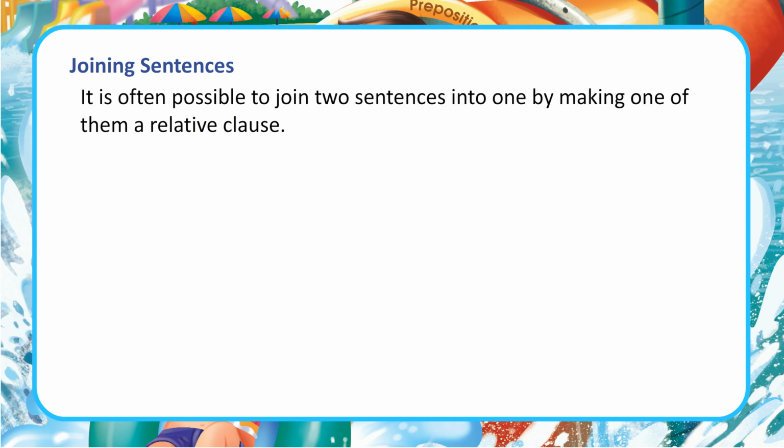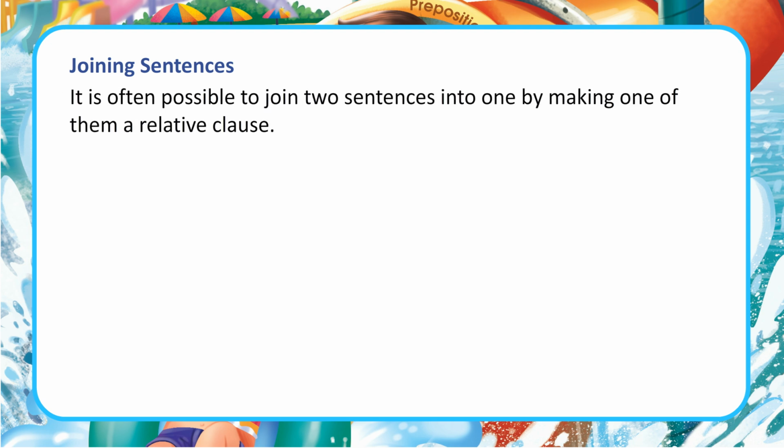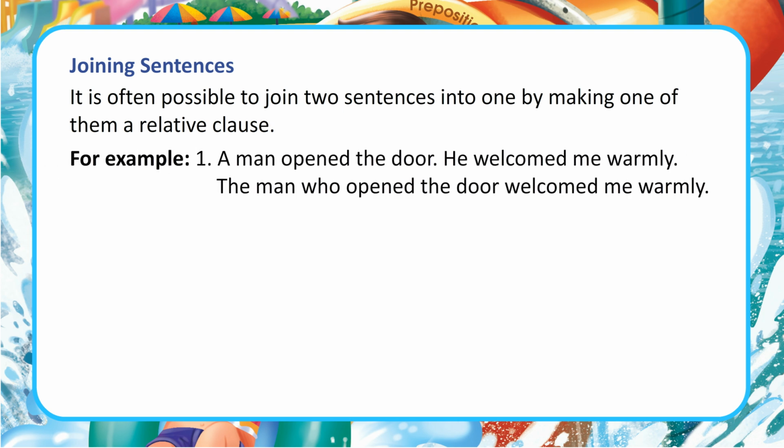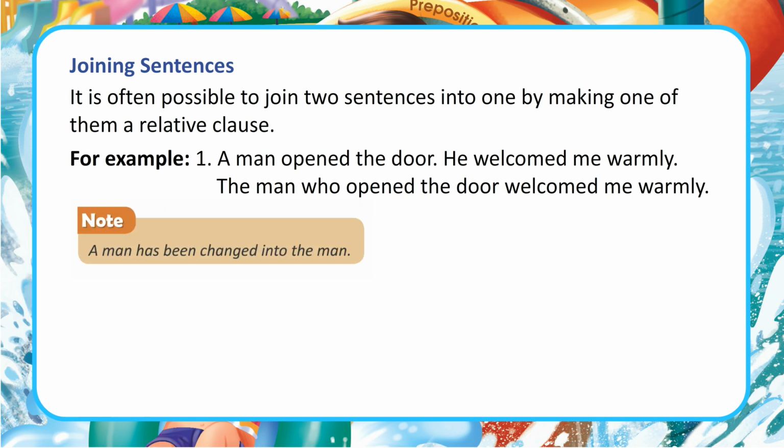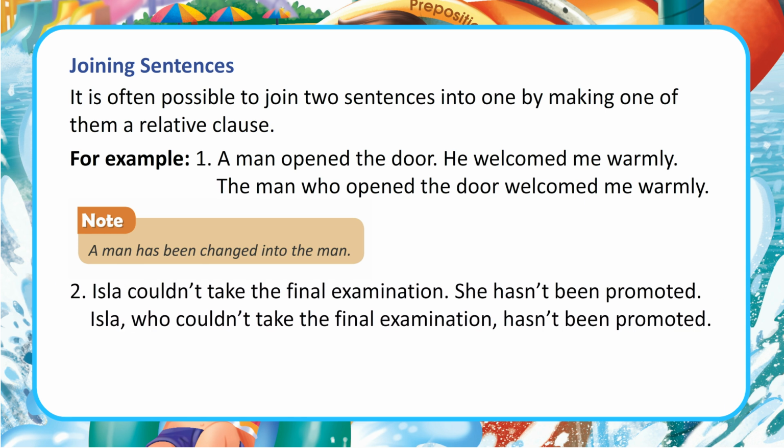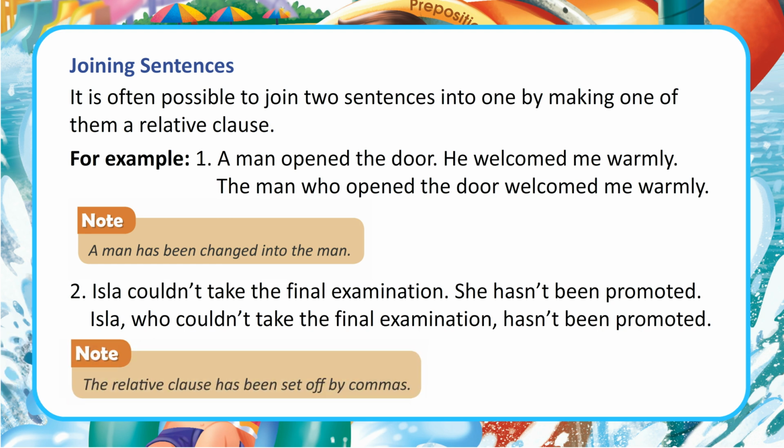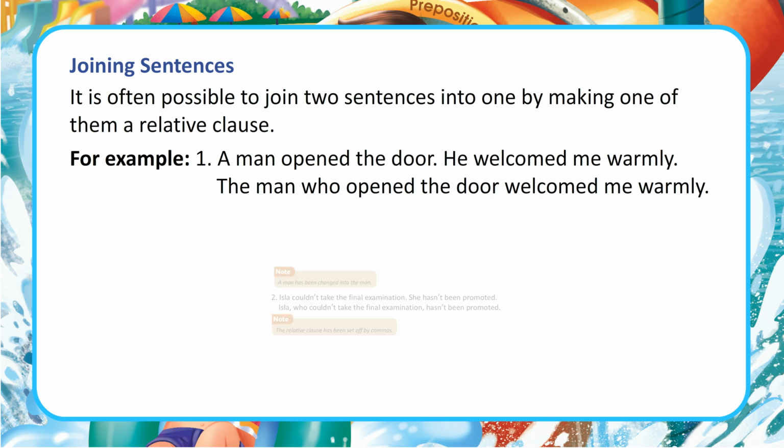Joining sentences. It is often possible to join 2 sentences into one by making one of them a relative clause. For example, 1. A man opened the door. He welcomed me warmly. The man who opened the door welcomed me warmly. Note: a man has been changed into the man. 2. Isla couldn't take the final examination. She hasn't been promoted. Isla, who couldn't take the final examination, hasn't been promoted.